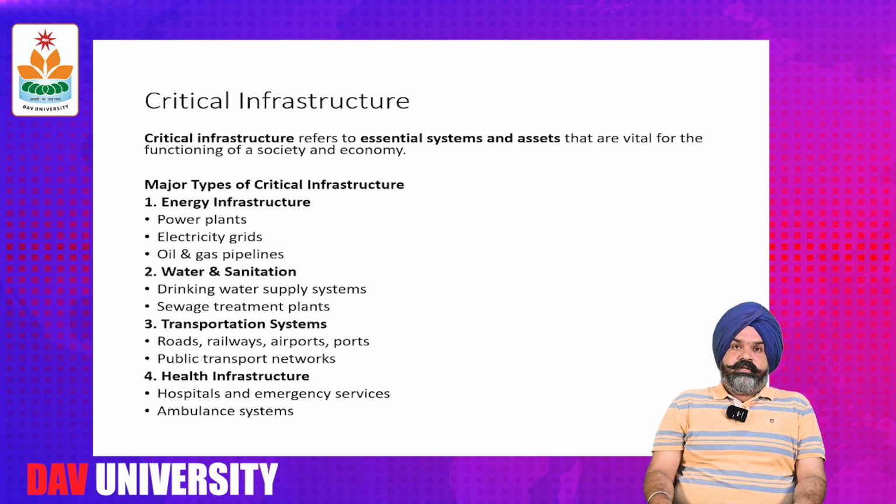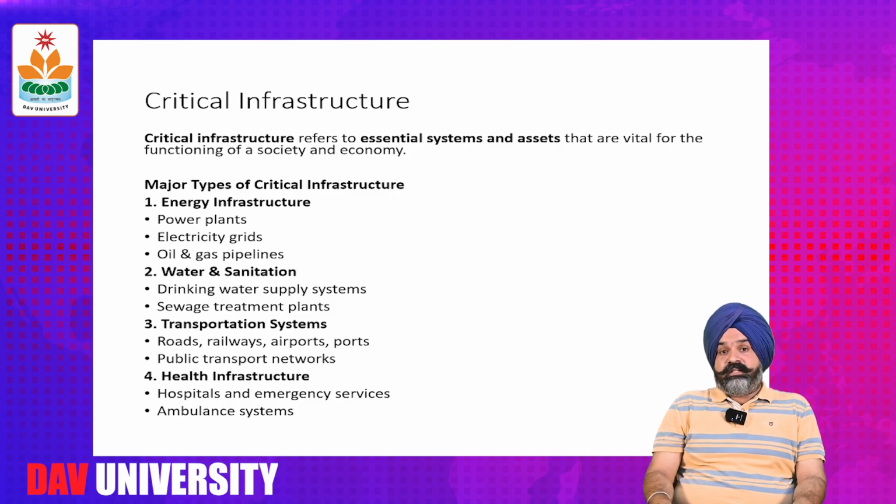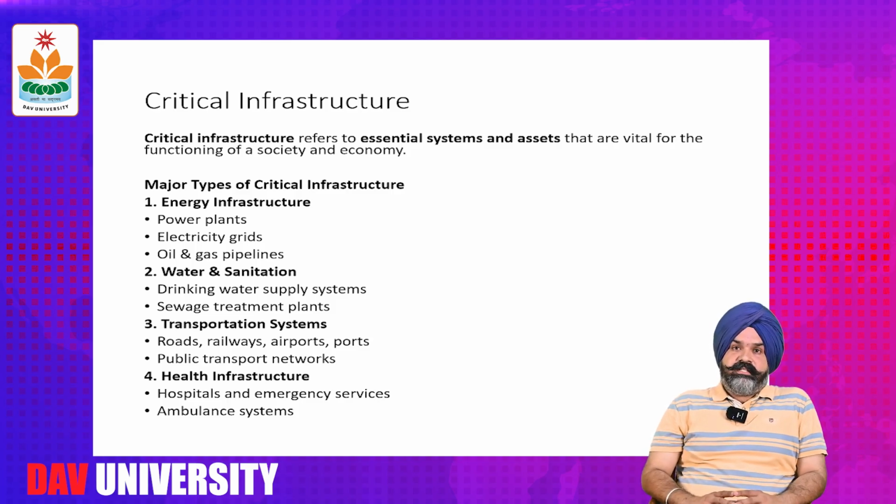Coming to critical infrastructure. Critical infrastructure refers to the essential systems and assets that have an important role in the functioning of society as well as the economy and the nation. Critical infrastructure has a vital role in sustaining a nation. The major types of critical infrastructure are energy infrastructure, water and sanitation, transportation systems, and health infrastructure. Examples for these critical infrastructures are mentioned in this slide.